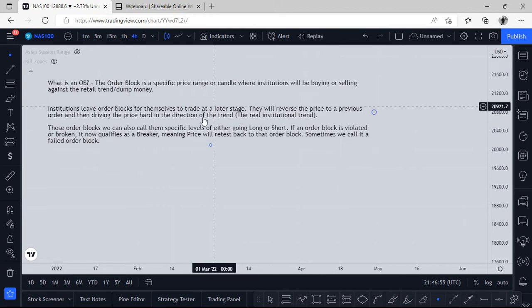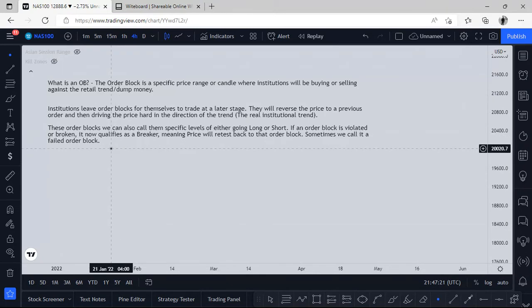My name is Noel, and in this video we are going to discuss order blocks. As you can see, an order block is a specific price range or candle where institutions will be buying or selling against the retail trend or retail money. This is a place where institutional traders normally enter the market, because let's read the second point, and it will validate the first point to make it clear.